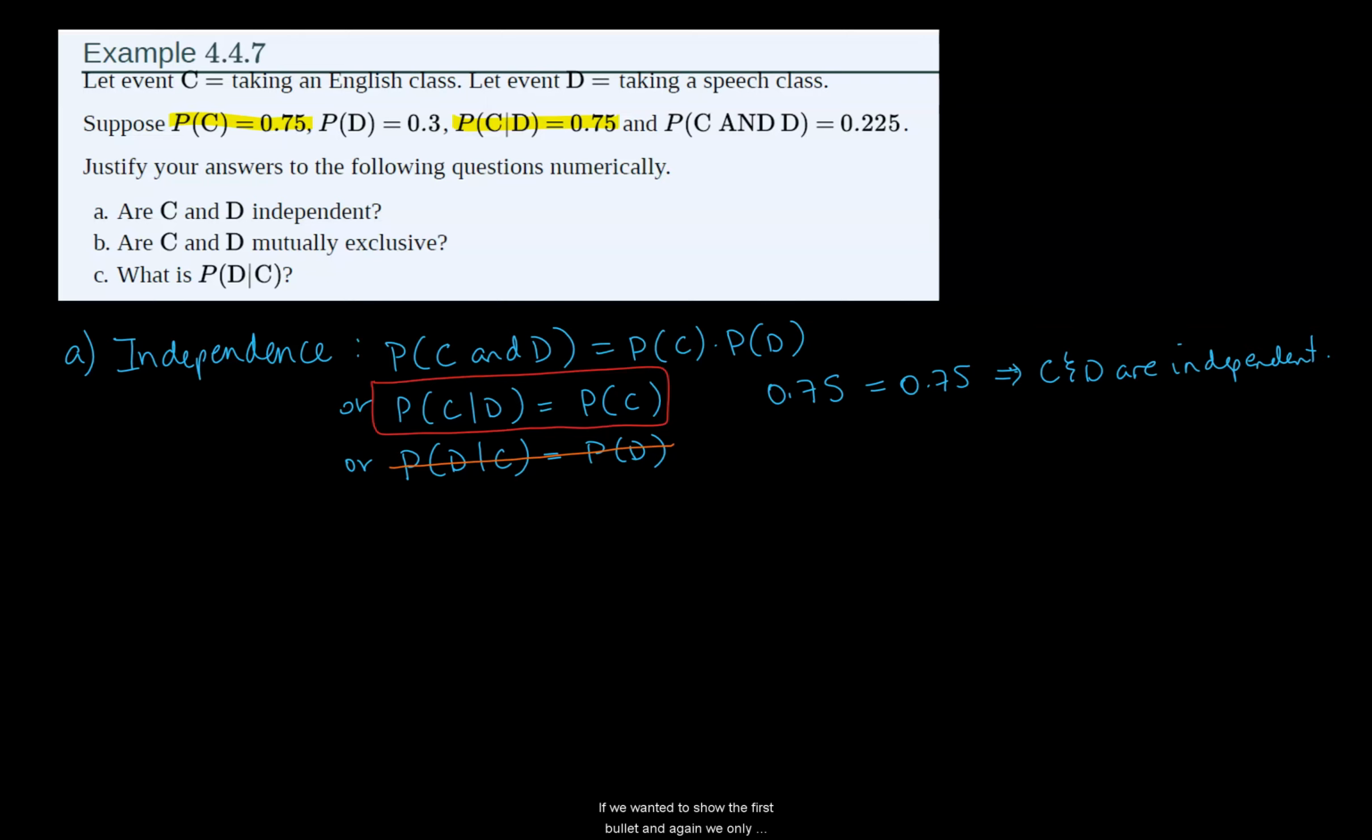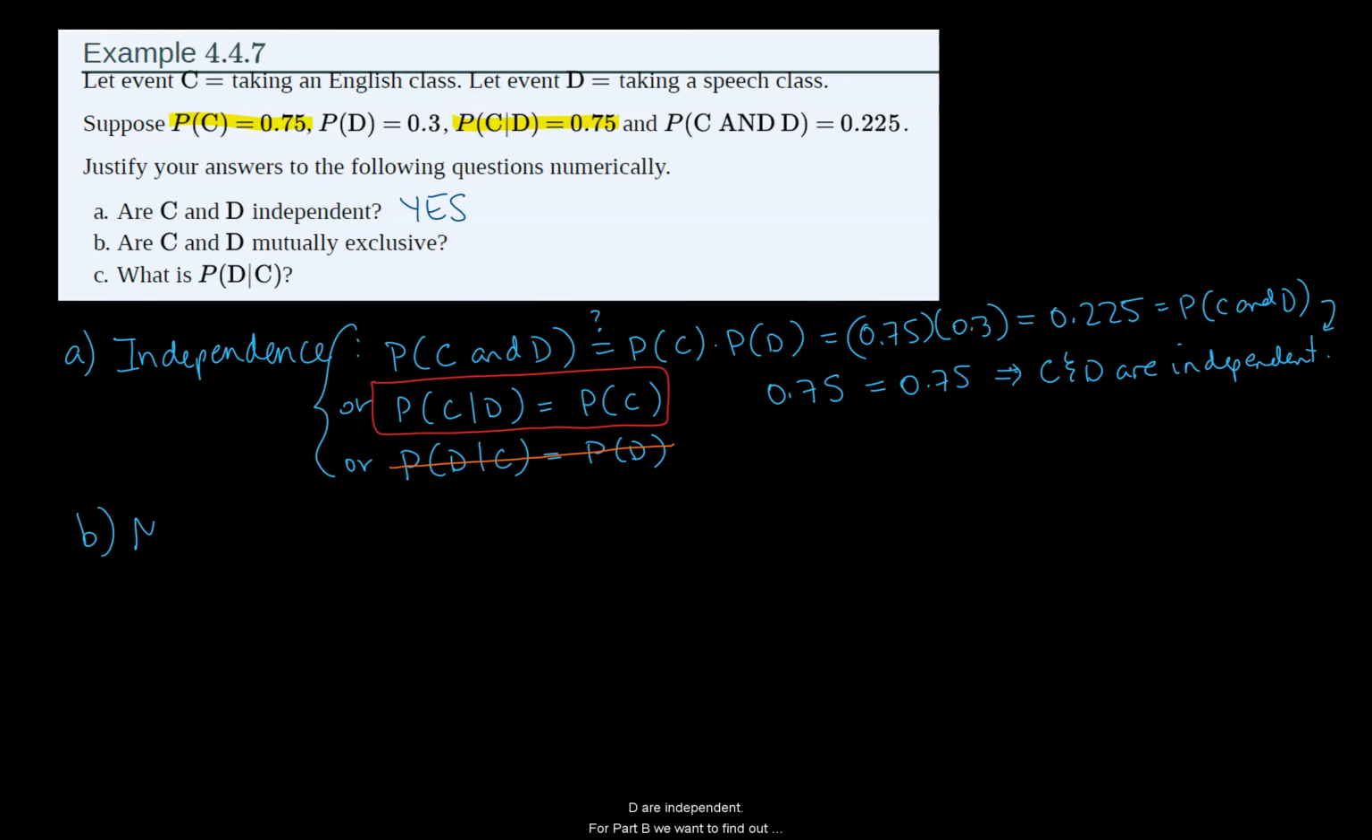If we wanted to show the first bullet, and again, we only have to show one of these three, but if we wanted to show the first one, we could multiply together the probability of C, 0.75, times the probability of D, 0.3. Multiplying those two together, we would end up with 0.225, which is the probability of C and D. Again, indicating independence. So yes, C and D are independent.